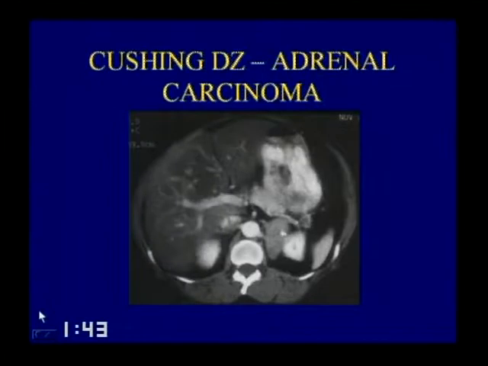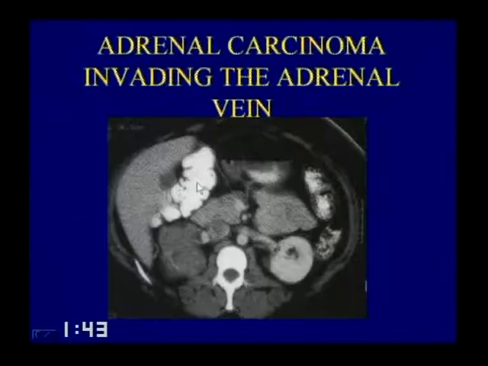Here's an example of a patient who presented with Cushing disease from an adrenal carcinoma, and here you just see a slightly irregular, slightly heterogeneous mass, with a little calcification here. Note the marked fatty infiltration of the liver associated with Cushing's disease. Here's another one with an adrenal carcinoma. On the other side here is a more ill-defined, somewhat lobulated mass, and here you can see that it is invading the adrenal vein and getting close to invading the IVC.